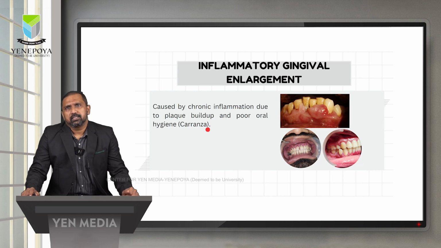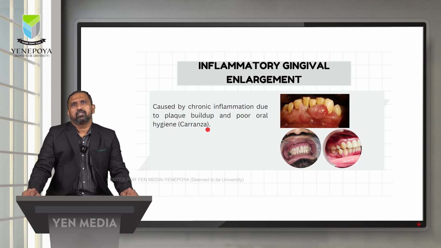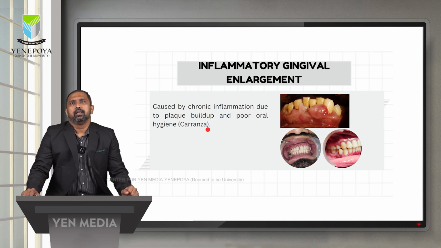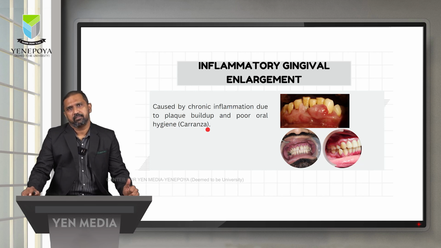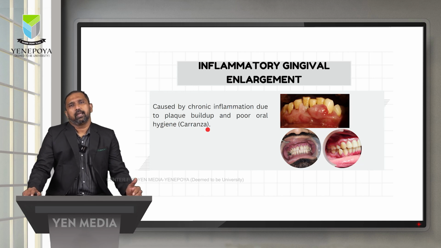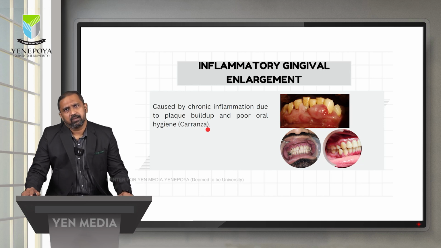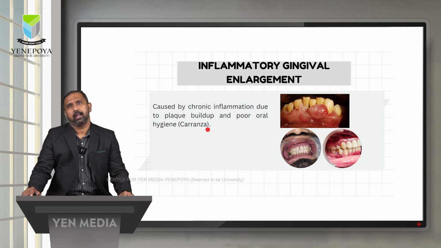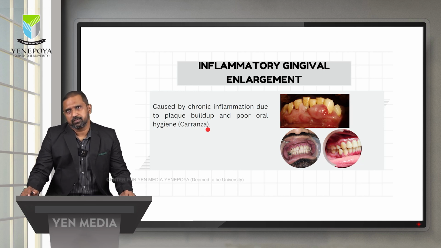It starts with the marginal lesions and can spread into interdental areas. If you see one of the pictures, it is showing a large enlargement that is a combination of both inflammatory as well as fibrous. Eventually, if this inflammatory enlargement is untreated and left without any kind of intervention, it can overgrow and get converted into a small fibrous enlargement. This is the time when the patient obviously notices it, and it becomes an aesthetic concern, and the patient usually reports to the nearest dental office.